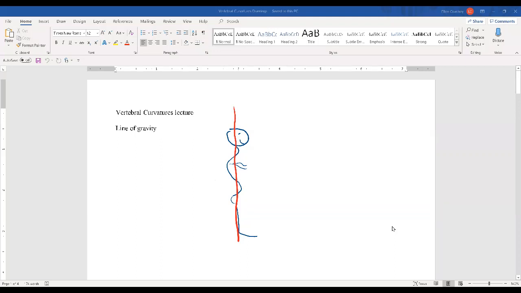All right, this lecture is the one that is in Word instead of PowerPoint because this will allow me to draw and explain as I go. We're going to talk about vertebral curvatures. Now, the vertebral curvatures have to do with the line of gravity.